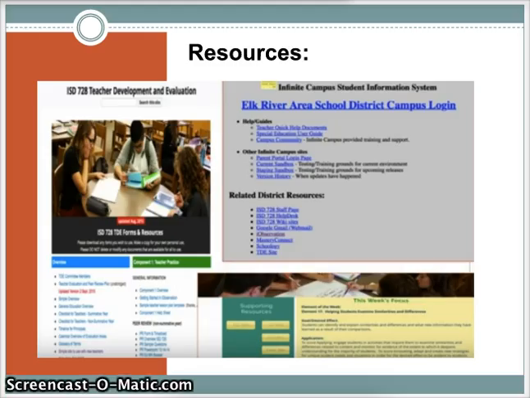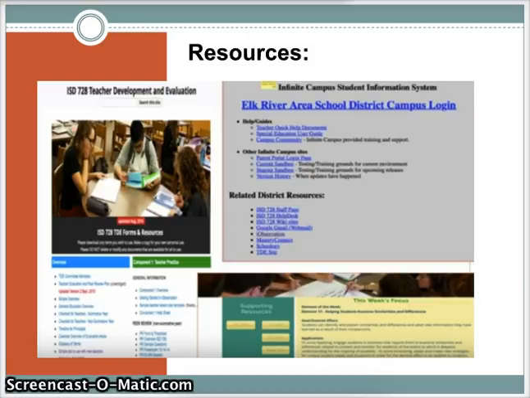There are many resources available to support you. First, we have the Teacher Development and Evaluation Forms and Resource page, which can be accessed in a variety of ways. From the district website, you can access the page through the Human Resources Department or the Teaching and Learning Department. You can also find the link on the very bottom of the Elk River Campus login page, next to the link for the iObservation website.